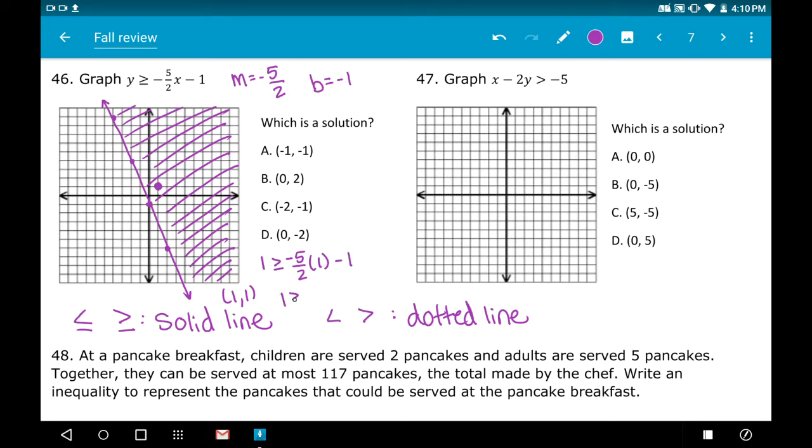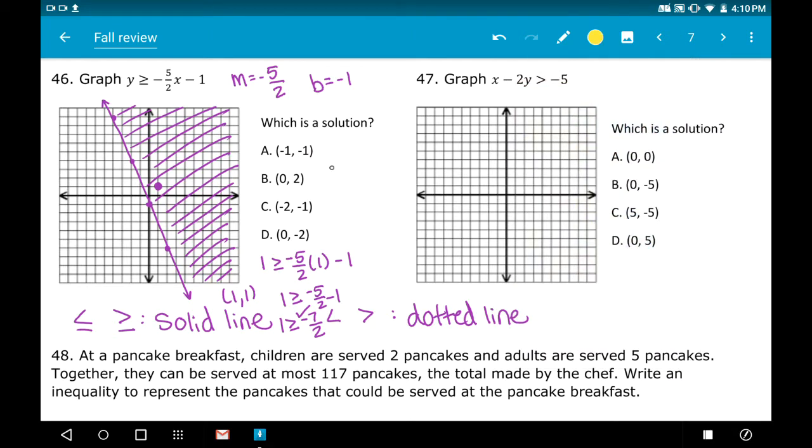So 1 is greater than -5/2 minus 1, which would be 1 is greater than or equal to -7/2. So this one is positive and this side is negative, so that is a true statement. So if you plug in a test point and it gives you a true statement, you shade the side with that test point. So since this was true, I shaded the side that included 1, 1. If this gave me a false statement, I would shade the side that the test point is not included in.